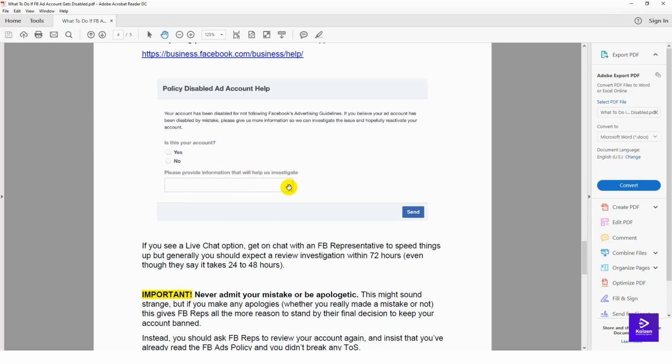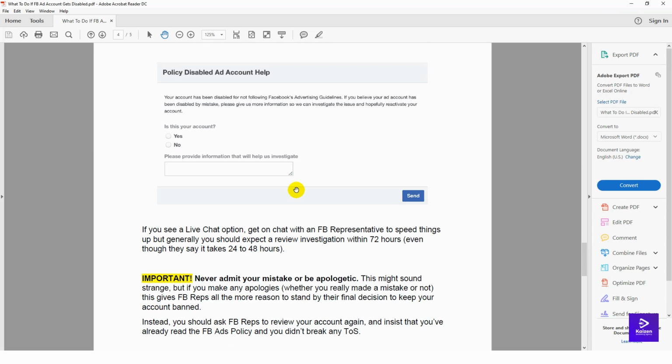The word count or the character count is quite limited, but here's the thing: you never want to admit your mistake or be apologetic. I know this might sound strange, counterintuitive and even douchey for that matter, but I find that a lot of people tend to just say sorry even when they really didn't make a mistake. But what's happening here is that you're putting into writing a reason for the internal team to use against you. You've admitted your guilt in writing, and they're going to stand by their final decision to keep your account restricted or disabled. Take it from me, I've made this mistake so many times that I learned it the hard way. So never admit your mistake.